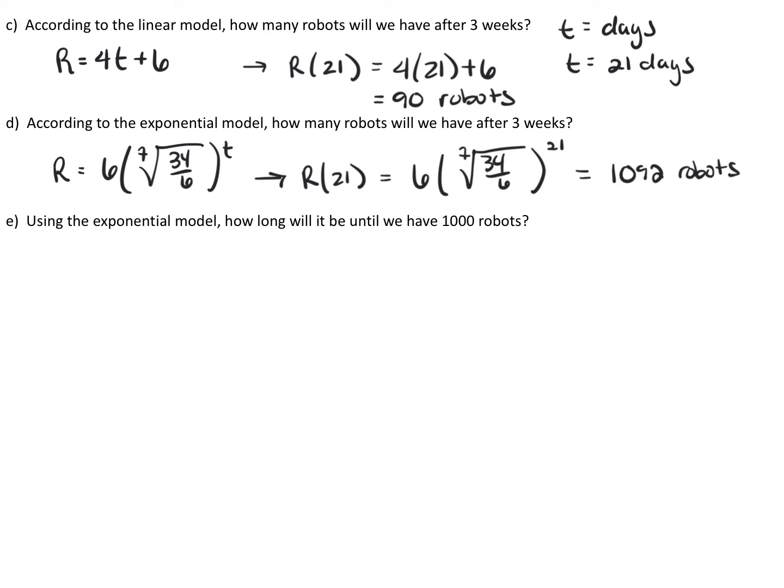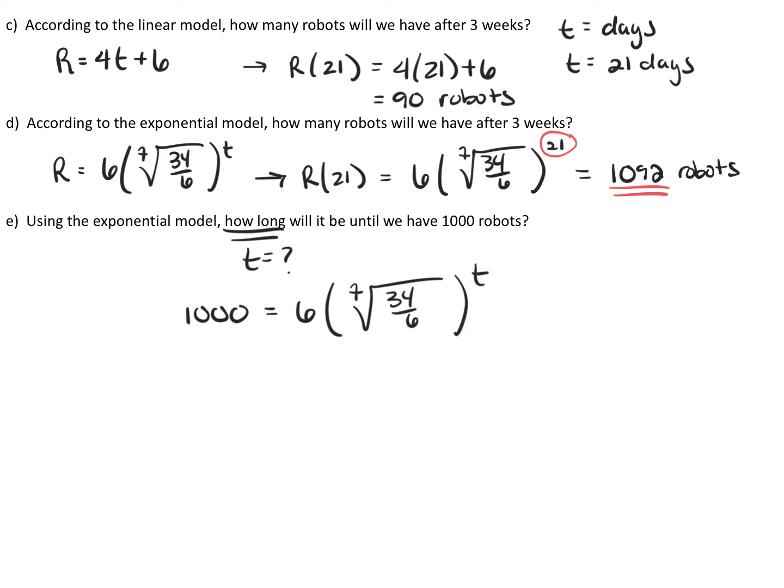All right, using the exponential model, how long? So how long means we're going to solve for t. Will it be until we have 1,000 robots? So already from question D, you can see that after 21 days, we're a little bit over 1,000. So this means we expect t to be some number less than 21, but close to 21. All right, let's set up the equation to solve for t. So I want to know when R is 1,000, increasing at a rate of 6 times the 7th root of 34 over 6. Let's work backwards and solve for t.